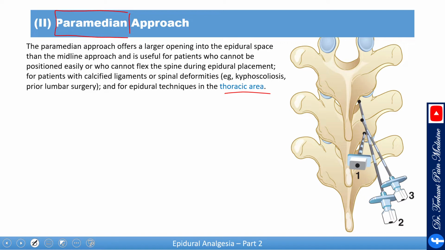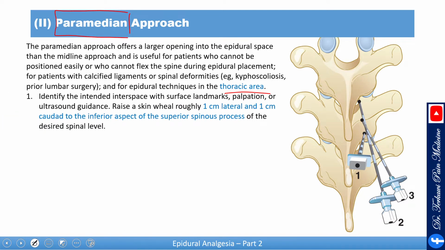So 3 steps. Identify the intended interspace with surface landmarks, palpation, or ultrasound. Raise a skin wheal roughly 1 centimeter lateral and 1 centimeter caudal to the inferior aspect of the superior spinous process.